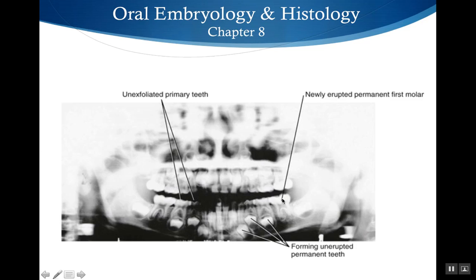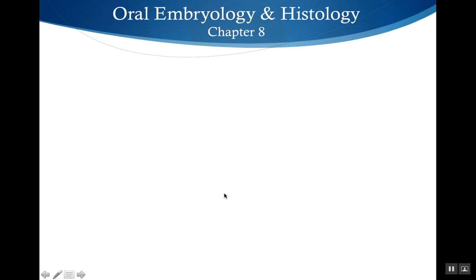This shows a newly erupted permanent first molar. This is a second molar that's in the process of formation. You can see here the primary teeth and the maxillary anterior primary teeth. The roots are resorbing, so it's not going to be long before those permanent teeth erupt and the primary teeth are exfoliated.